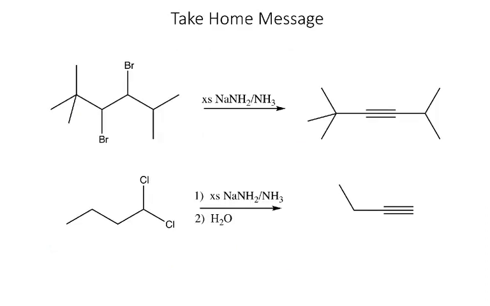All right, so the take-home message, and what I'm going to add to my reaction journal: if I have excess strong base, and excess means a lot of strong base, and the most common base that we use is NaNH2 dissolved in ammonia, I can cause the elimination of an alkyl dihalide to form an alkyne. And then if we're trying to produce a terminal alkyne, after we add the excess strong base, we'll typically add water, as we saw on the last slide, to go back to the neutral alkyne instead of the deprotonated ion.